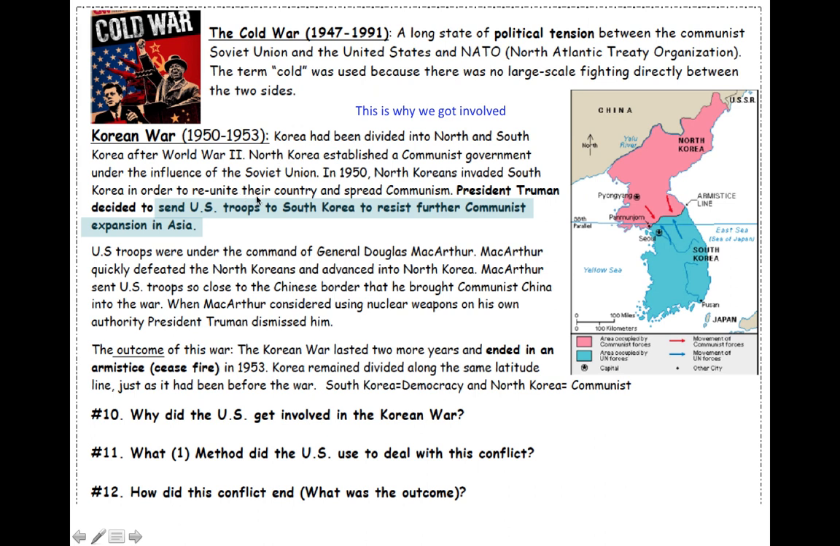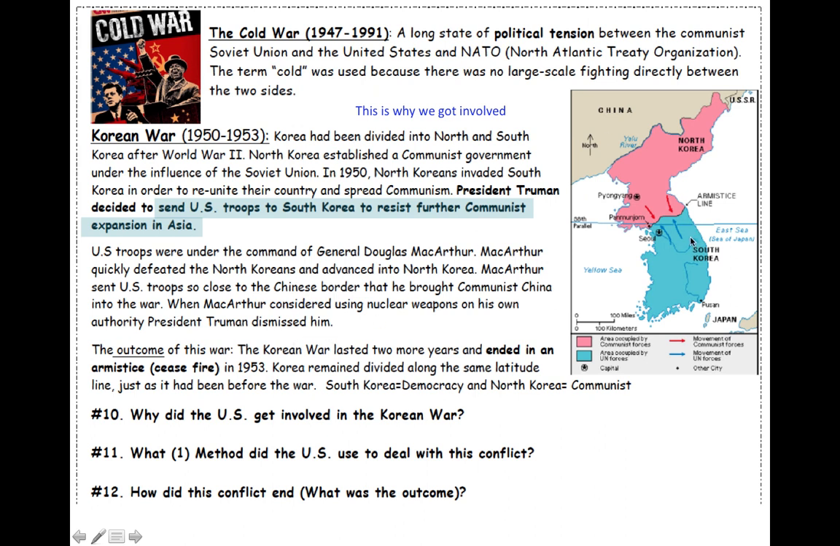So at the time, we were very, very against communist beliefs, and we were trying to stop it from spreading. That's why we got involved. U.S. troops were under the command of General Douglas MacArthur. MacArthur quickly defeated the North Koreans and advanced into North Korea. MacArthur sent U.S. troops so close to the Chinese border that it brought communist China into the war. When MacArthur considered using nuclear weapons on his own authority, President Truman dismissed him.